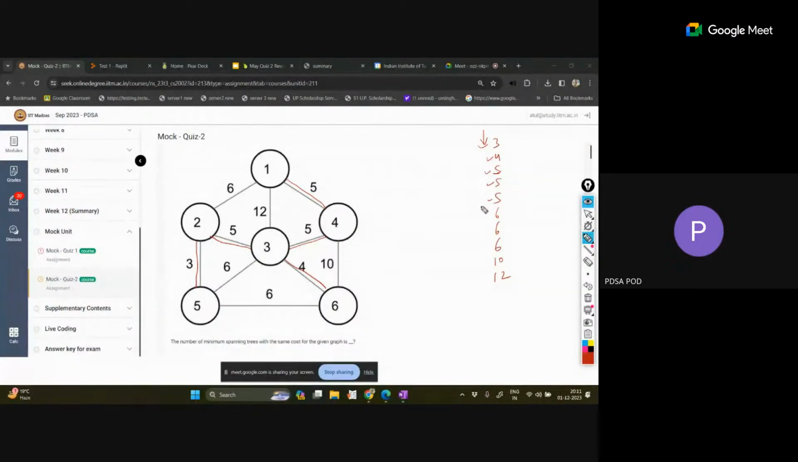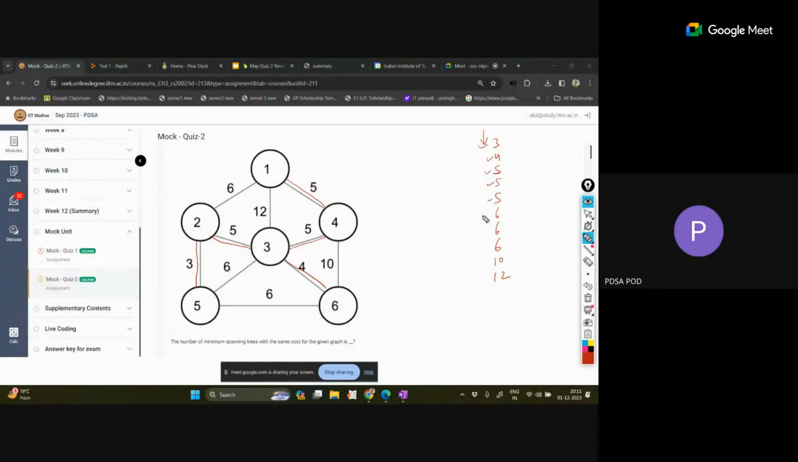If any repeated value comes in a cycle, then we can replace the edge in another MST. But here you can see that after selecting 3, 4 and 5, 5, 5, no cycle is generated in our MST till now. That means all three edges with weight 5 will be selected.